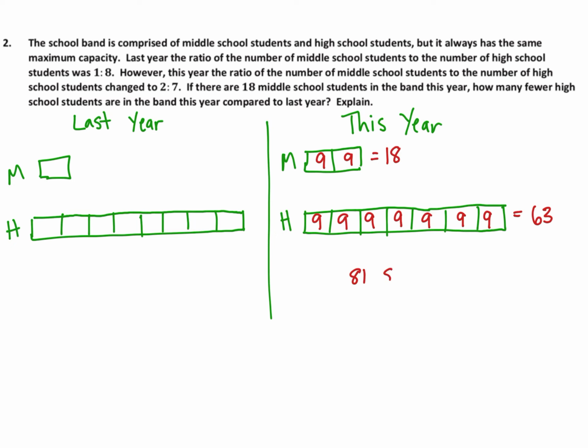That makes 81 students in all. And over here, we also need 81 students because it says the maximum capacity is the same. So we need to split 81 into 1, 2, 3, 4, 5, 6, 7, 8, 9 equal parts. 81 divided by 9 is 9, so each box here gets 9.